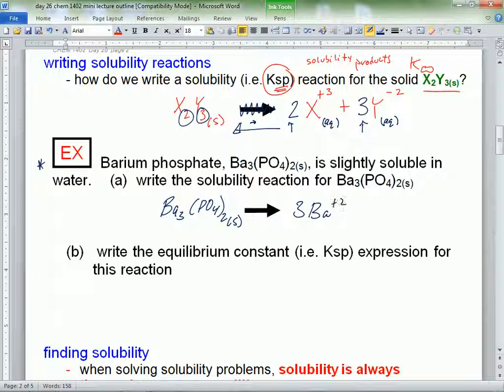3Ba plus 2. Perfect. Right? Does everybody agree? See how she did it? Okay. So this is how you have to write Ksp reactions. Otherwise, because these are all tabulated for different solids, if you don't write the reaction the right way, it's not going to correlate. You're going to get the wrong answers. So you have to write the reaction the right way.